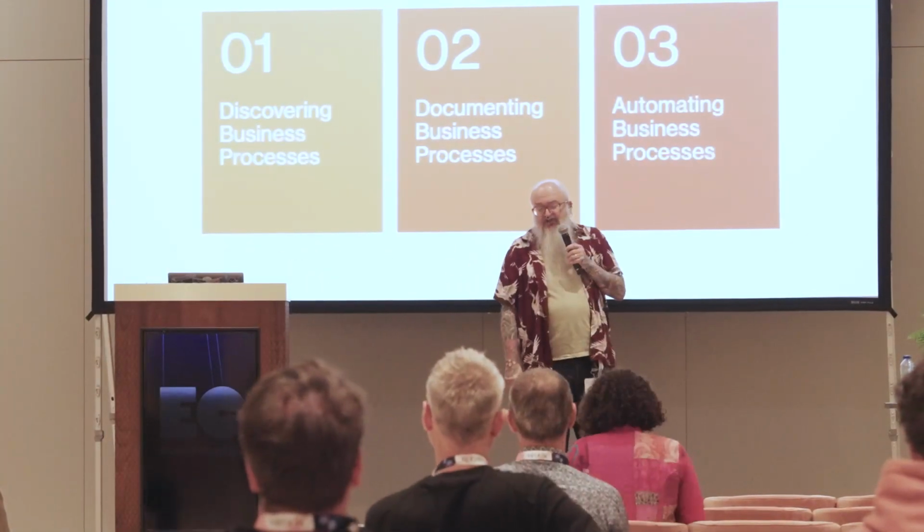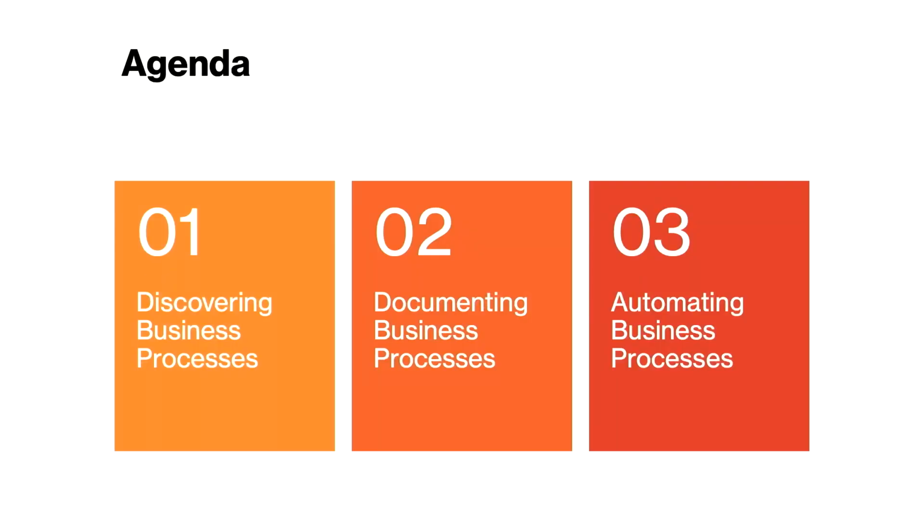All right, what's the agenda? We're going to talk about how we discover business processes. So the first thing is to look at techniques we can use to work with the business to understand what the business processes they have are. Then we're going to look at documenting business processes, and ways that we can effectively record and understand them. I'm not going to cover service blueprints today. There's just not enough time in today's talk. And then we'll look at automating business processes, what your choices are in terms of automating them.